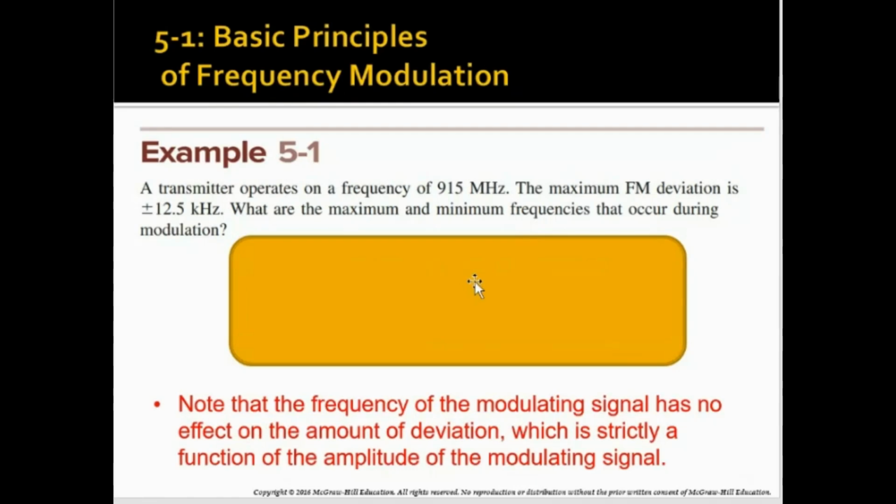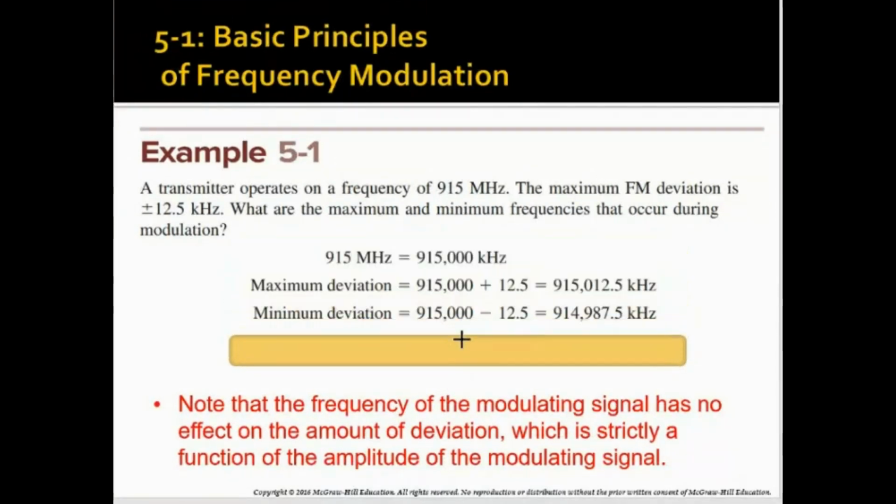So let's have one more example. A transmitter operates on a frequency of 915 megahertz. The maximum FM deviation is plus minus 12.5 kilohertz. So it means this FM goes to a maximum and minimum range of 12.5 kilohertz variation. What are the maximum and minimum frequencies that occur during modulation? So that is quite straightforward.